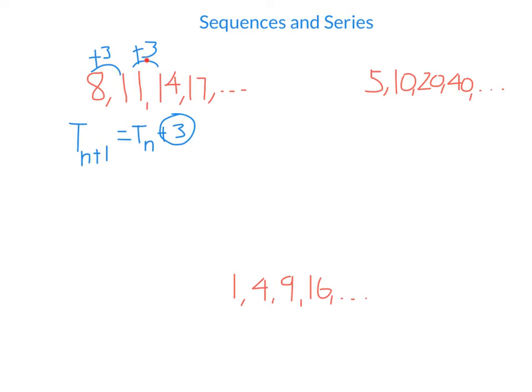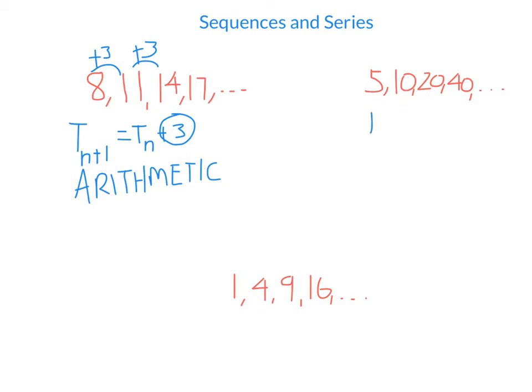So because each term is going up or down by the same amount, we call this an arithmetic sequence. This sequence over here is not arithmetic because it went up by 5, then by 10, then by 20, and so on. There is not a common difference here. There is, however, a common ratio. You can see each term is double the previous term.